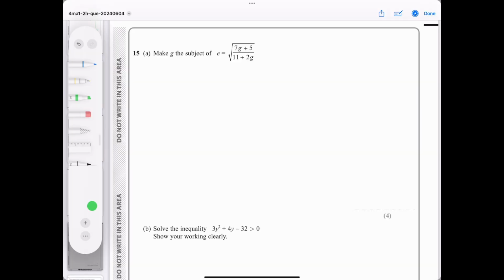On this paper, let's make g the subject of this. Everything's trapped under a square root. What is the opposite of square rooting? Squaring, so let's square both sides. We get e squared equals (7g plus 5) over (11 plus 2g). Now we're going to times by 11 plus 2g on both sides, so we get e squared bracket 11 plus 2g equals 7g plus 5.